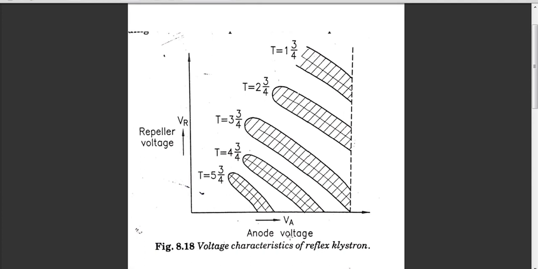So as we know, the oscillations can be obtained only for specific combinations of anode and repeller voltage that is given by a favorable transit time. We have discussed T equals n plus 3/4. Now in this graph, the shaded area shows possible oscillation combinations, and the heavy lines show the optimum combination.